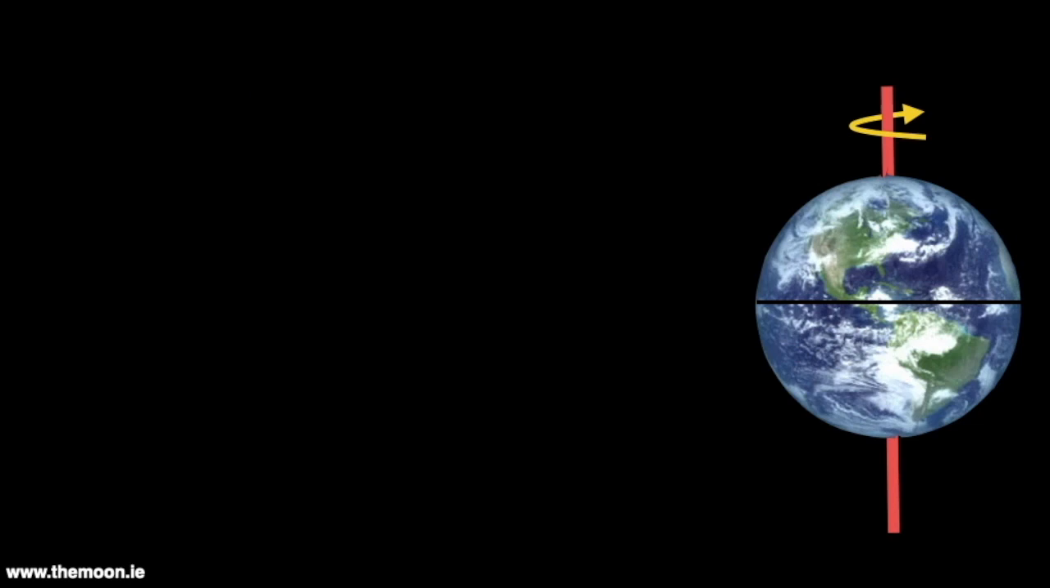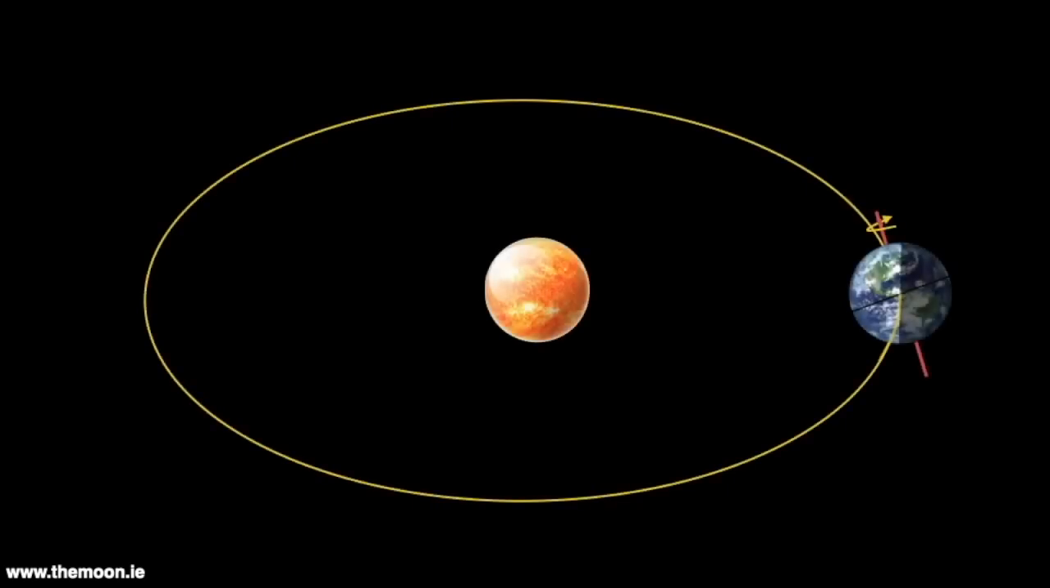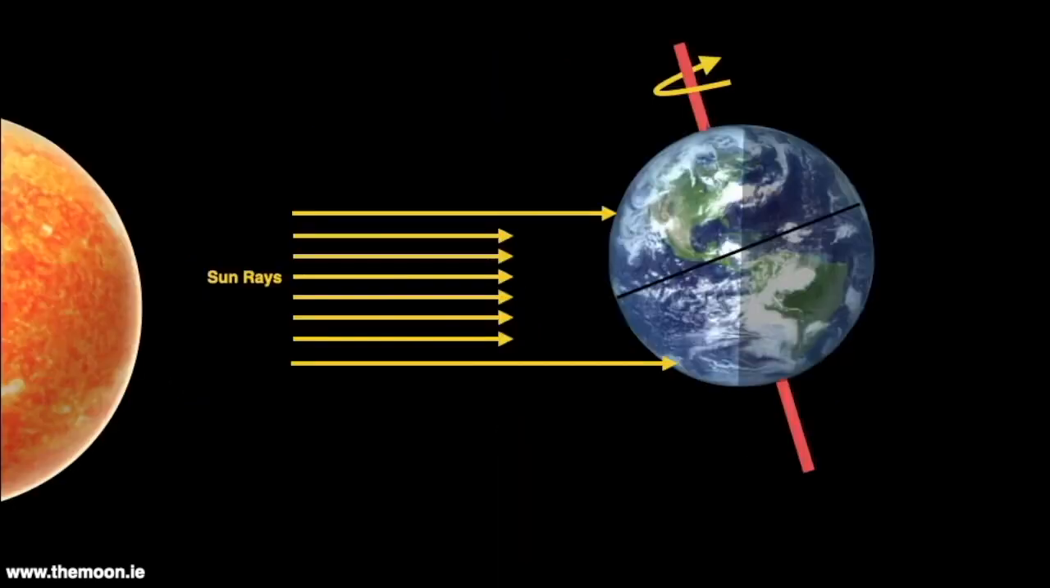The Earth spins on an imaginary axis every 24 hours. The axis is at an angle to the Earth's orbital path around the Sun. As the Earth orbits the Sun, the angle of its axis relative to the Sun changes. Sometimes it's pointing towards the Sun and sometimes away, depending on its position.